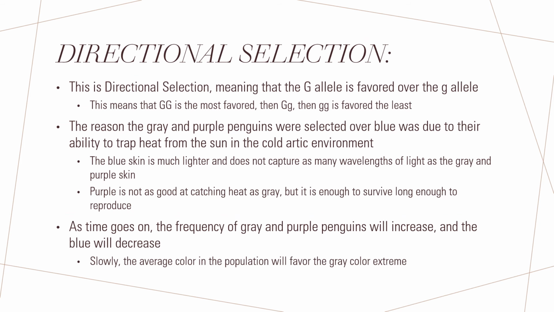This is an example of directional selection. This means the big G allele is favored over the small g allele. This means that gray and purple penguins are favored over blue.